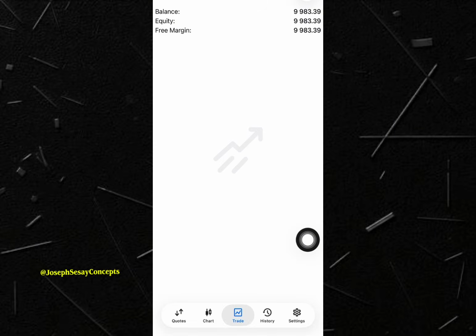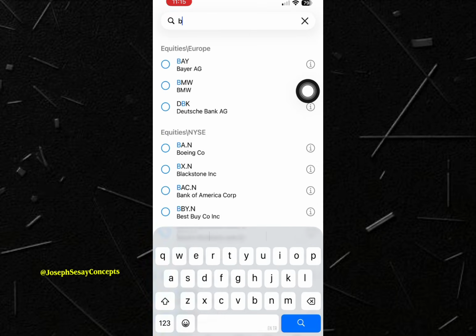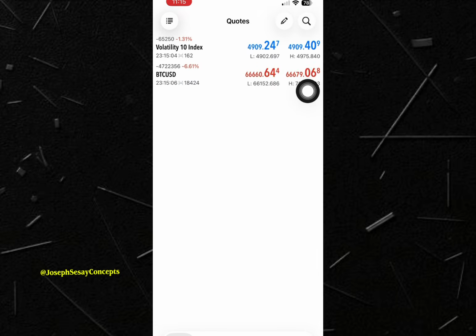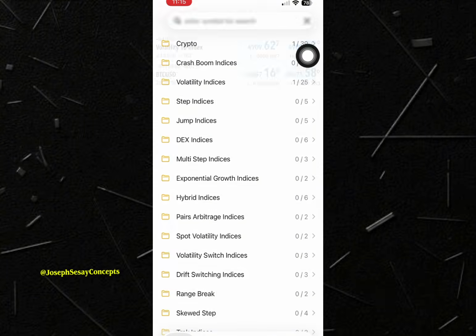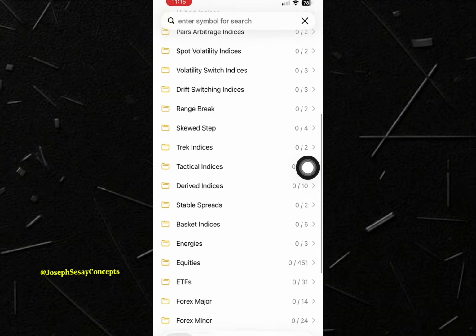Now, the pair is BTC USD, and they are asking you to buy. The first thing you need to do is go to your quotes, go to the chart icon here, and add the pair. Search for BTC USD. That is the pair. This can be any other pair at all; just search for the pair. That's why you need to use Deriv and create the standard account, because with the standard account, you notice here you can trade crypto, indices, stock, and currencies, all on just this one account.